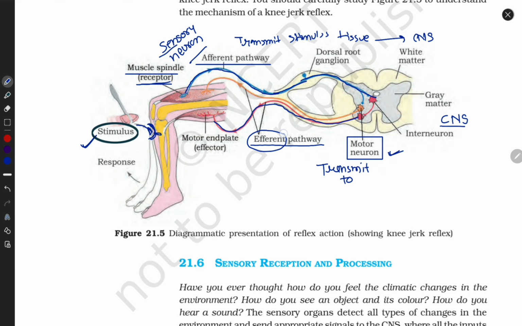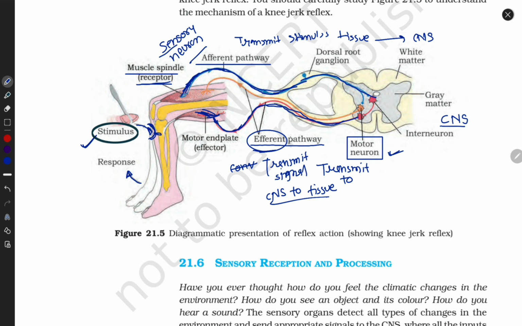What is efferent? They convey or transmit signal from the CNS to tissue. That's it. This pathway conveys, transmits the signal towards the effector organ, from the CNS to the target tissue. And afferent, what do they do? They convey the message from tissue to the CNS, and efferent is from the CNS to tissue, and the motor neuron gives the message to muscles, and the muscle cells give the response.